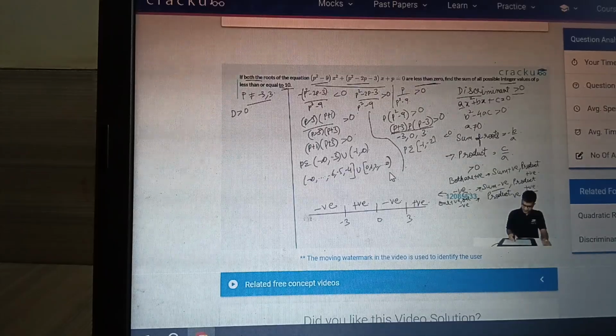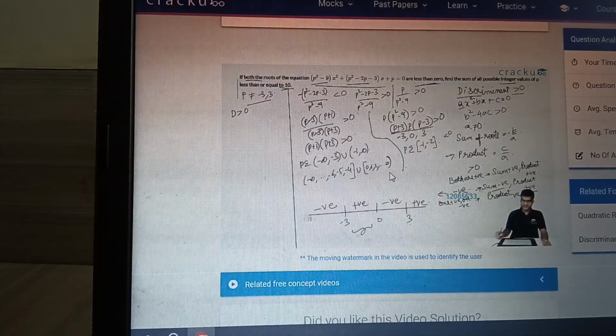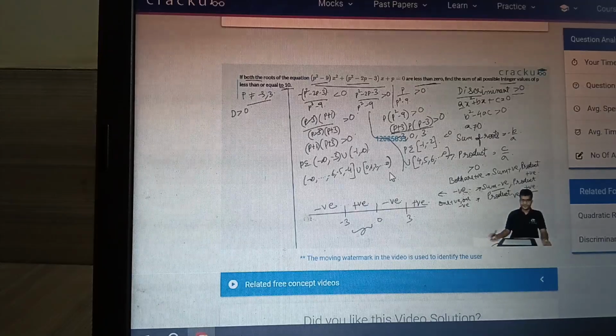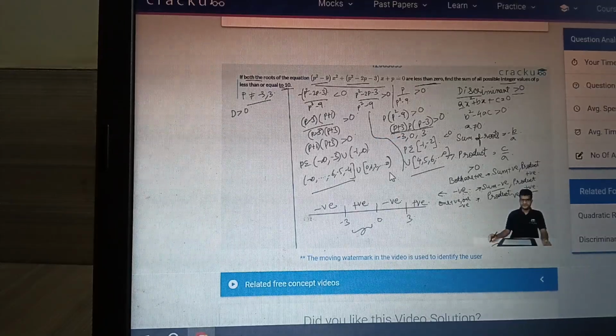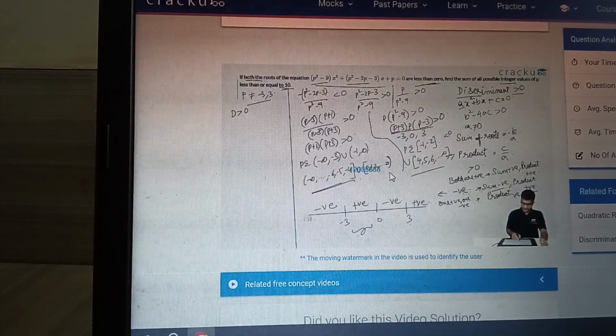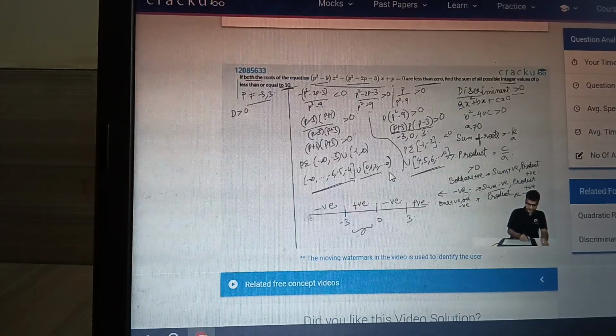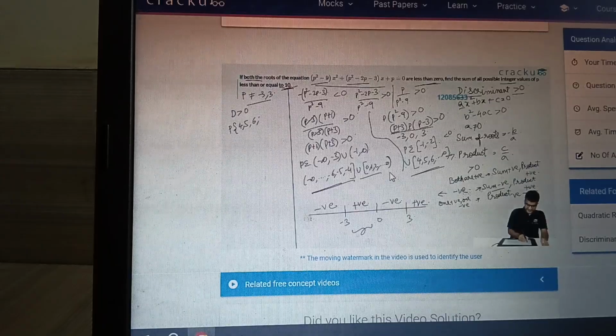So the equation is satisfied for the values of P, which include minus 1, minus 2, that is this case, union 4, 5, 6, till infinity. We want both these conditions to be satisfied. We want the product to be greater than 0 and we want the sum to be less than 0. The overlap of these two intervals is if the value of P is between 4 to infinity, but we want P to be less than or equal to 10. So the values of P that P can take are 4, 5, 6, 7, 8, 9 and 10.